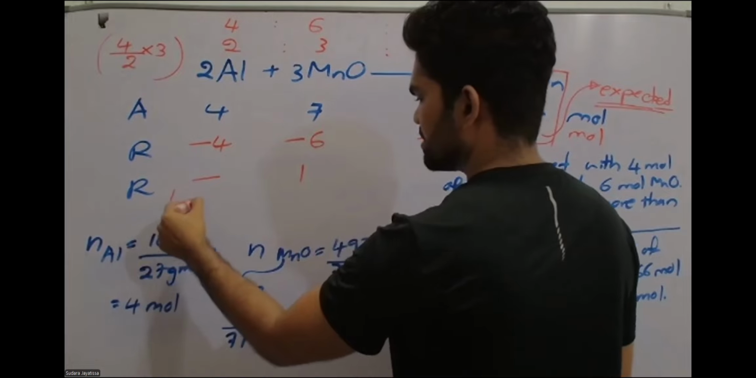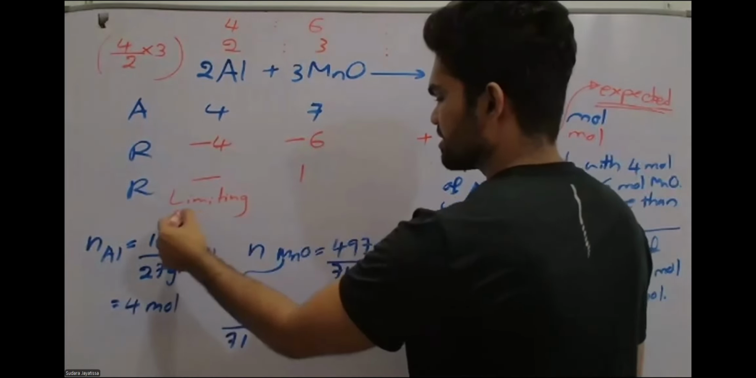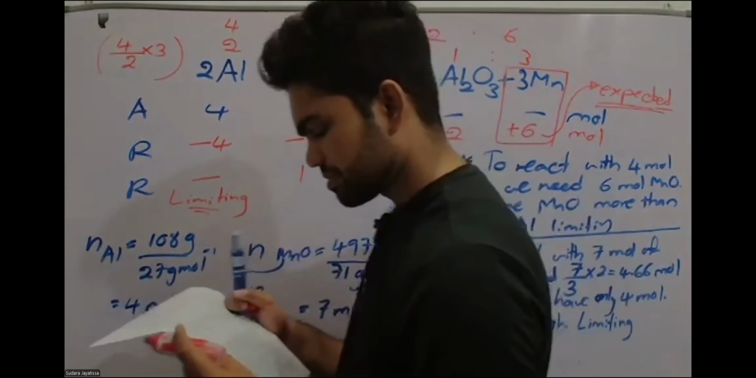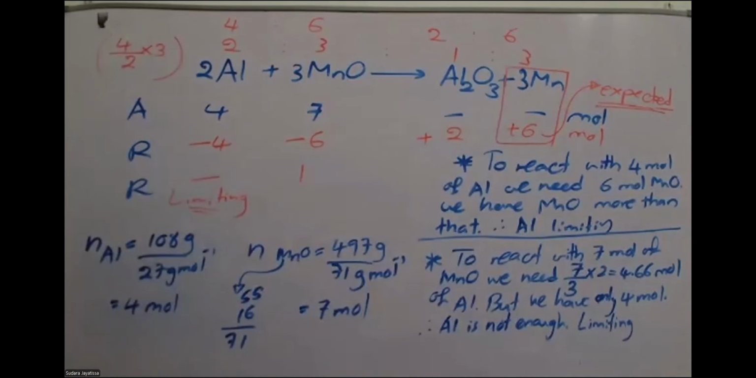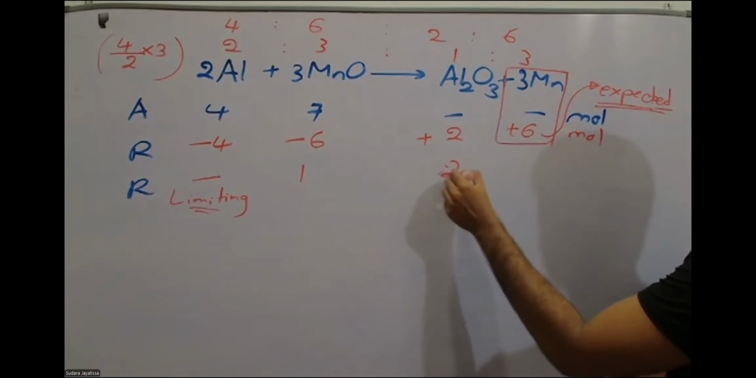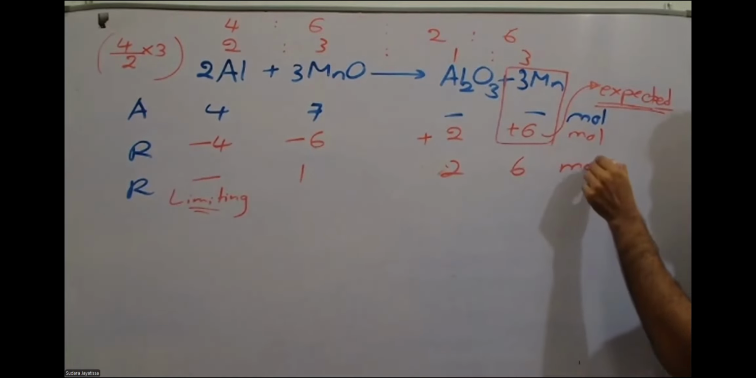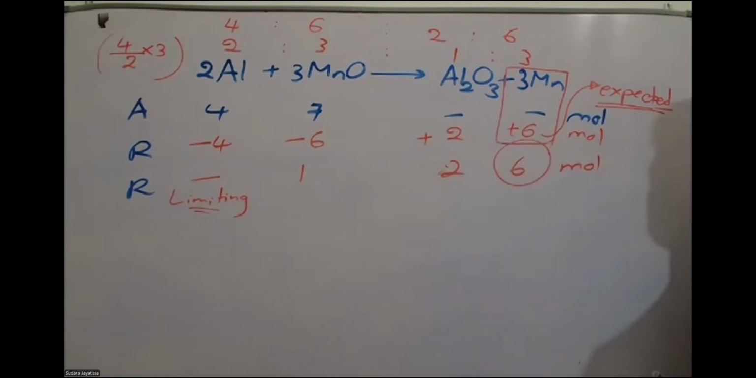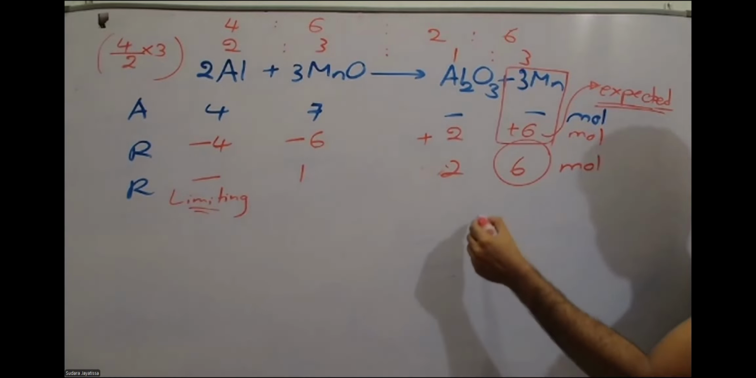So aluminium is the limiting reactant. If you check your answers, you can ignore answers 1 and 3, because they are telling MnO is the limiting. Okay, right. Then we have to check the percentage yield of manganese. So if I complete this side, the remaining will be 2 and 6 moles. So we need to convert this one into grams.